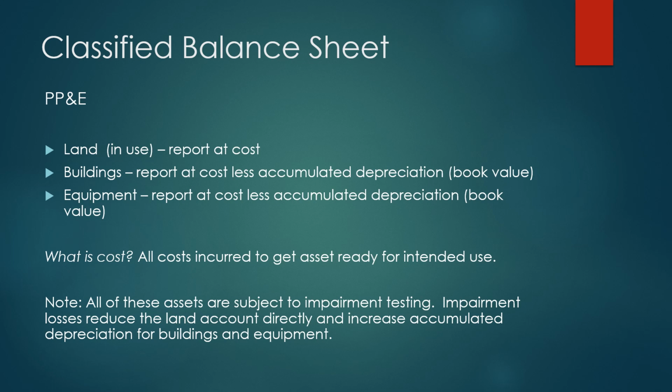So for a building, cost is going to be the purchase price of the building plus any commissions paid. For the equipment, it would include the freight that you paid to acquire the equipment and any other costs you incurred to get the asset ready for its intended use. So we do want to note that all of these assets are subject to impairment testing. If there's an impairment loss on the land, it's going to decrease the land account directly, and if we have an impairment loss on building or equipment, it would increase the accumulated depreciation account.